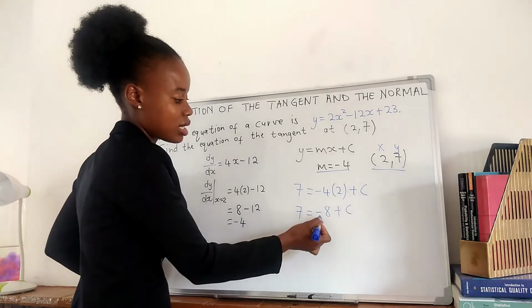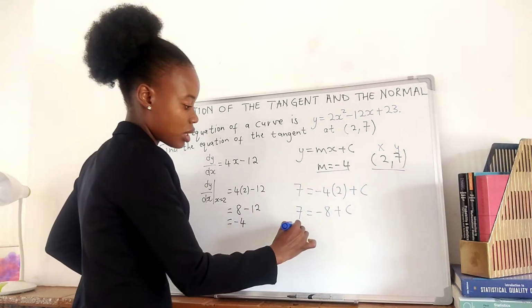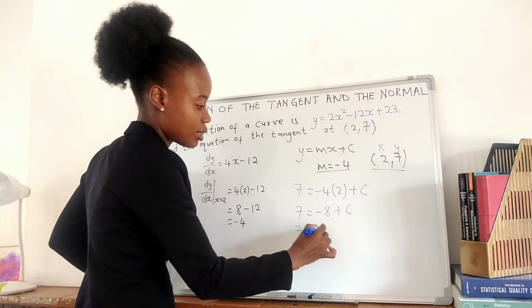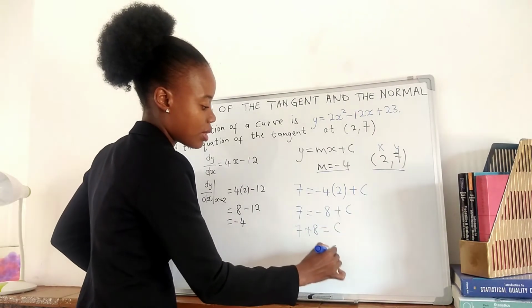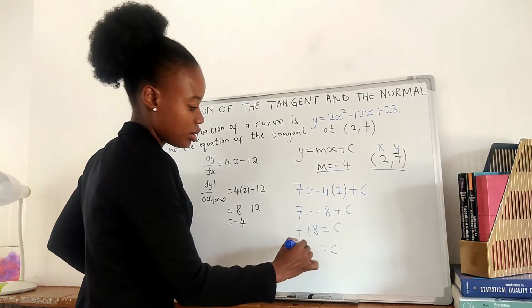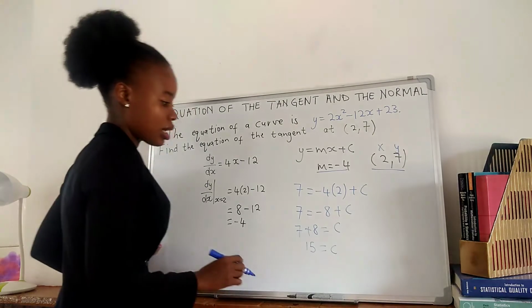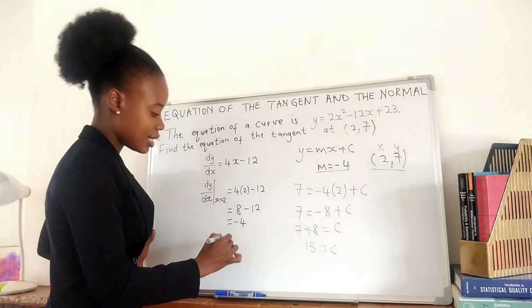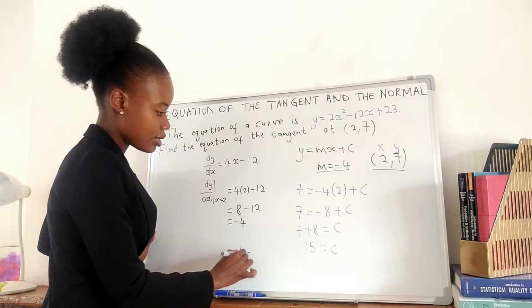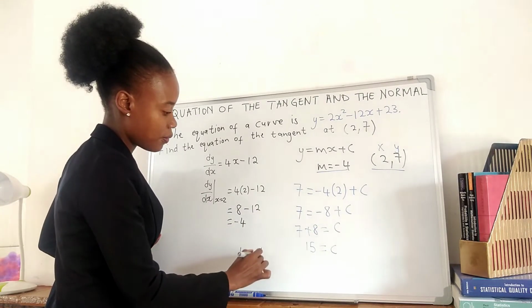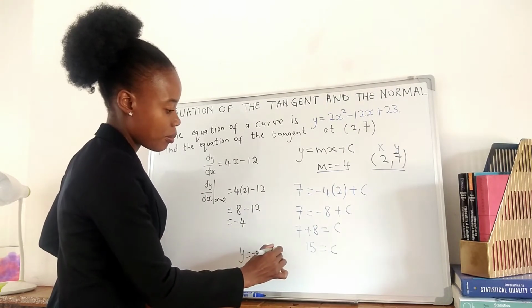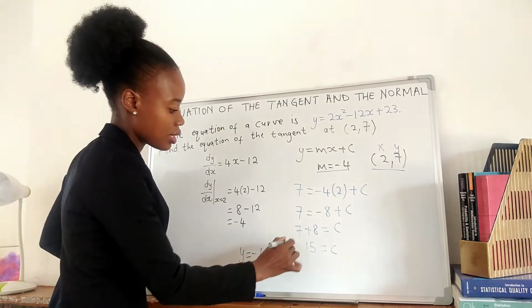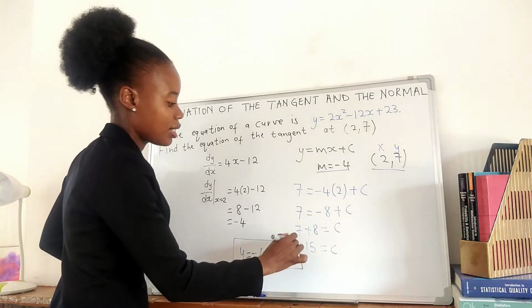We're going to take negative 8 to the other side so that you have 7 plus 8, which is c, and our c is going to be 15, right? Our c is 15. Therefore, the equation of the tangent is just y equals negative 4x plus 15. This is our final answer.